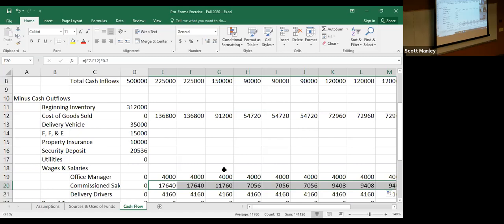To calculate that commission, I just took my sales minus the cost of goods sold. That gives me my gross profit, and I multiplied it by 20% because that's my commission percentage. That's fairly standard in retail, okay? If you get into retail, you'll find most furniture stores, most car dealers, most clothing stores, if they pay by commission, they're going to pay about 20% of gross, okay?